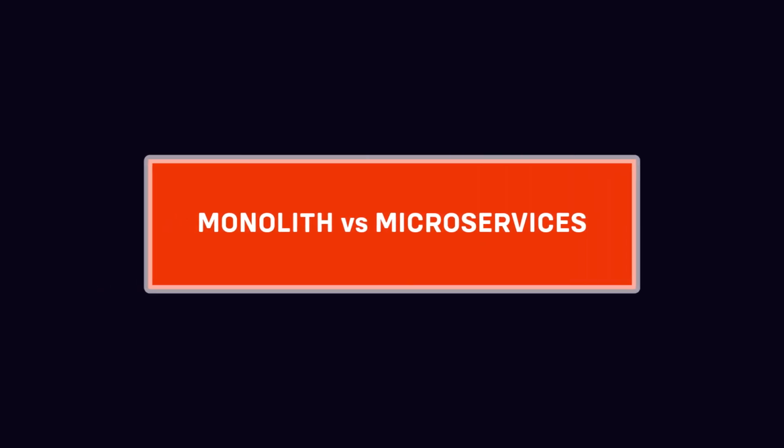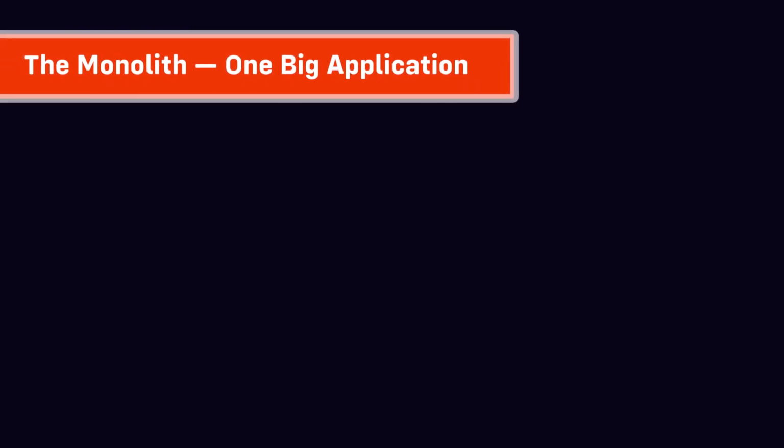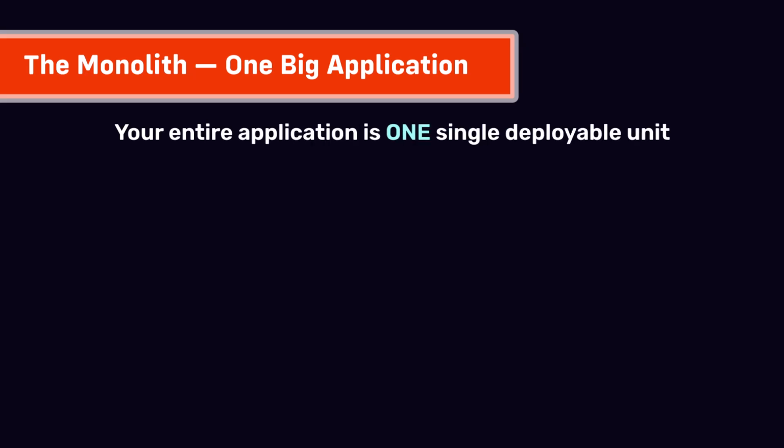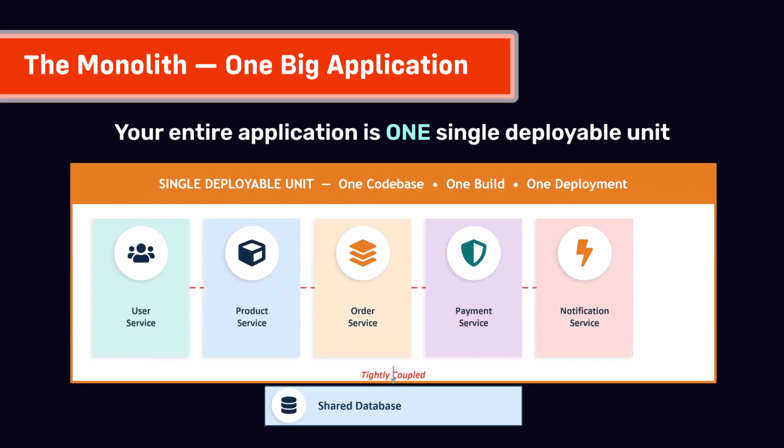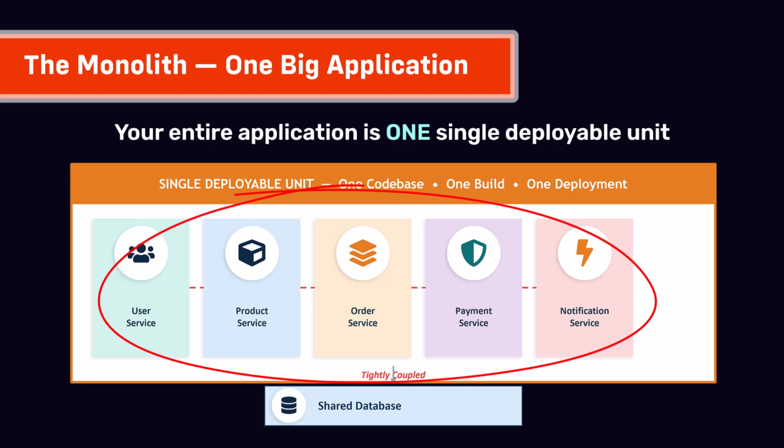Monolith versus microservices. This is one of the most debated topics in system design and one of the most misunderstood. So let's understand it in detail in this session. The monolith means one big application. In monolithic architecture, your entire application is one single deployable unit. All the features, user management, product catalog, orders, payments, notification, are part of one code base, one build, one deployment.